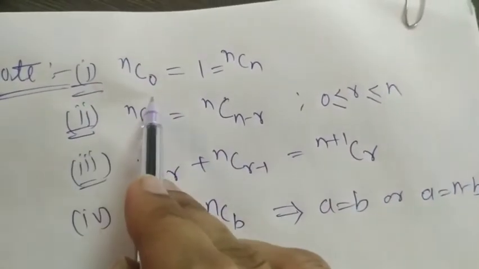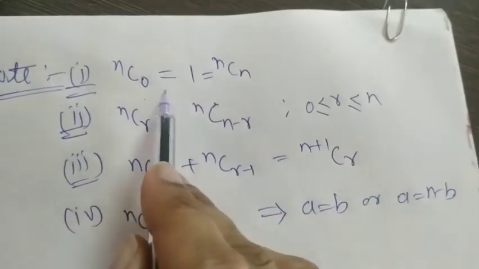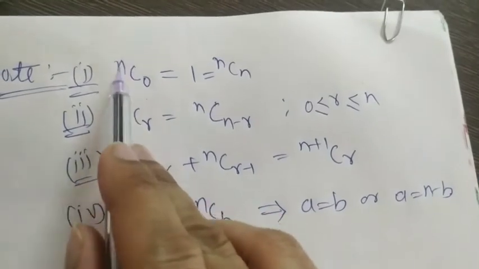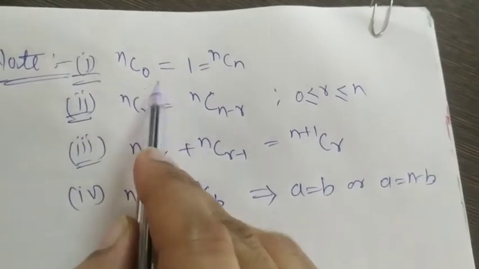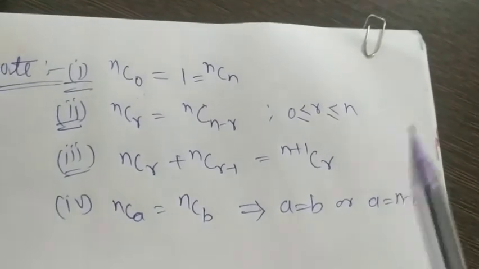First, nC0 is equal to 1, that is nCn. It means from the total n objects, when we are taking 0 objects, it means we are not taking any object. The only way is 1.